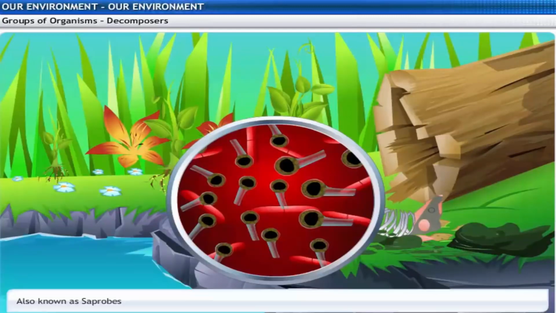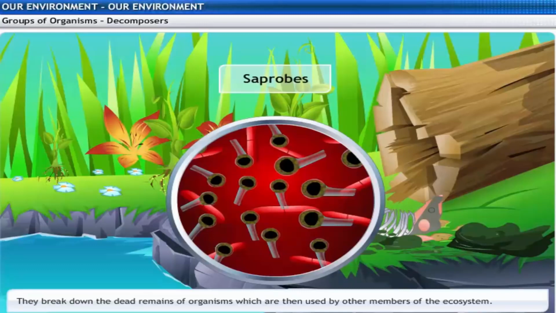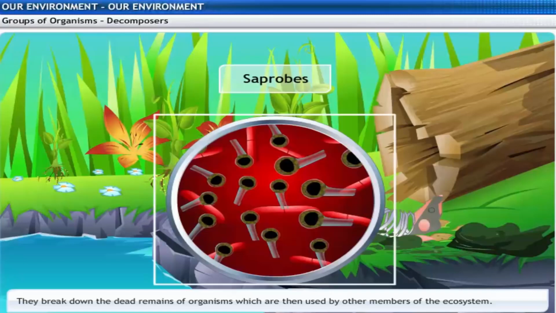Decomposers are also known as organisms of decay or saprobes. They are microorganisms that break down the dead remains and waste products of organisms that can be used by other members of the ecosystem. Bacteria and fungi are examples of saprobes.